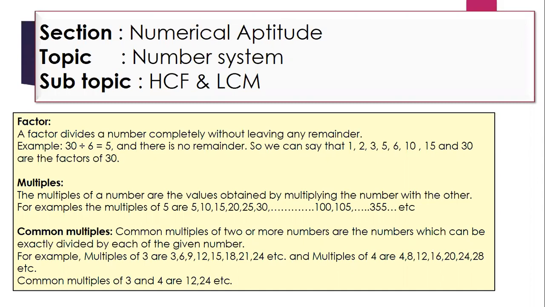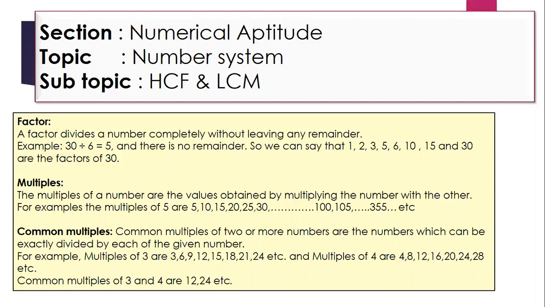For example, factors of 30 will be 1, 2, 3, 5, 6, 10, 15, and 30, which means these are all the numbers which divide 30 exactly without leaving any remainder. The multiples of a number are the values obtained by multiplying the number with another. For example, the multiples of 5 are 5, 10, 15, 20, 25, 30, and so on.